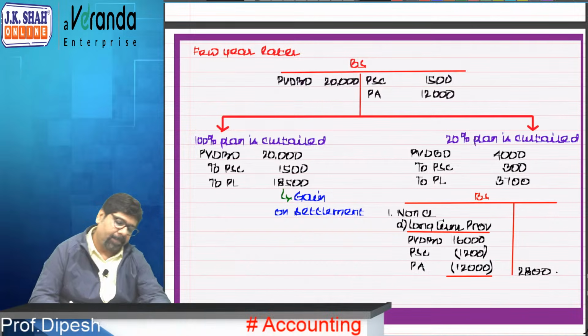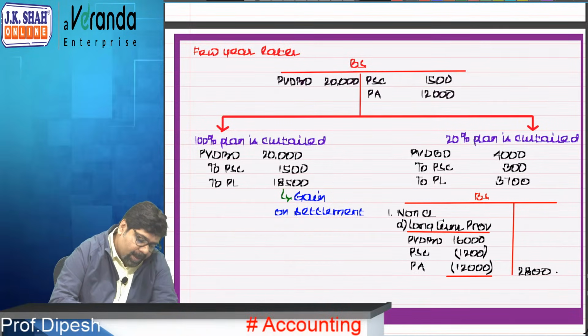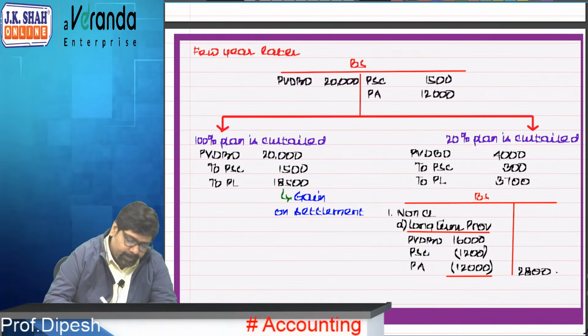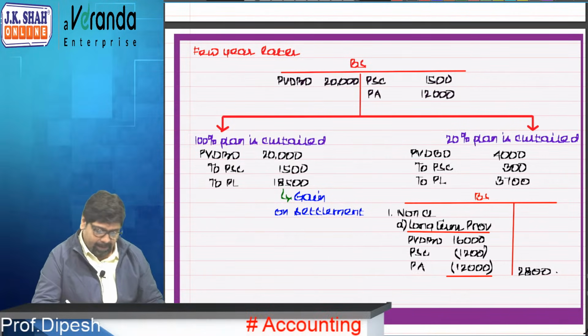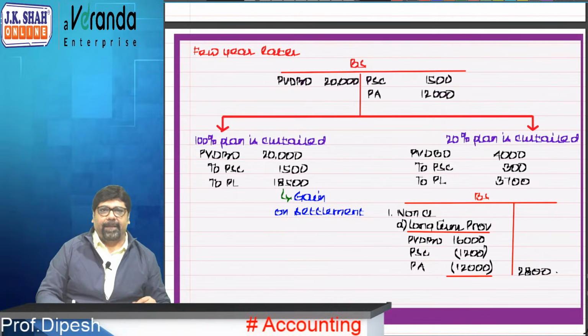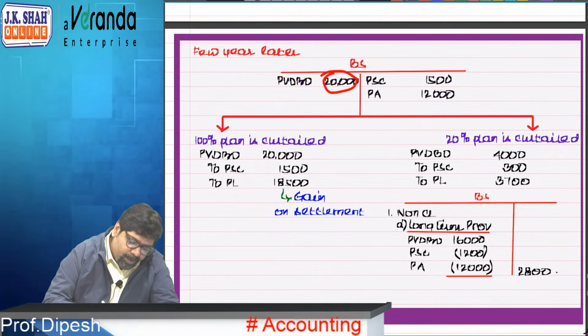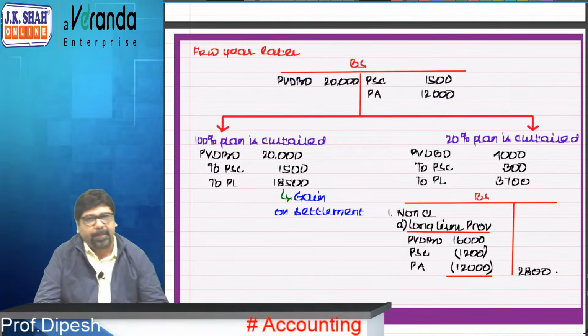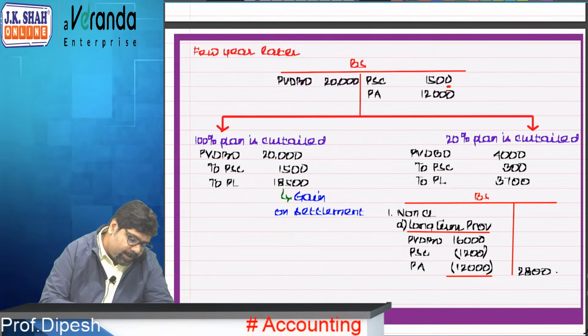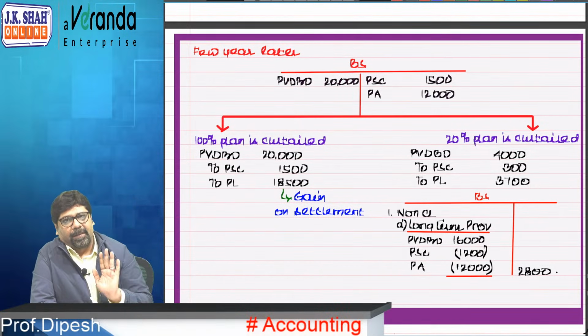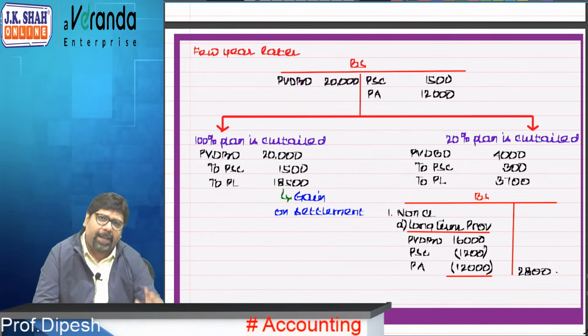Now chartered. Suppose PVDBO is 2000, PSC is 1500, which is to be written off, and plan assets is 12,000. Now you are cancelling the plan. Once you cancel the plan, PVDBO will go and PSC will also go, because PSC is already included in PVDBO. You are just supposed to write off over a period of 3 years. But obviously, if you are closing your PVDBO, you will write off PSC immediately.